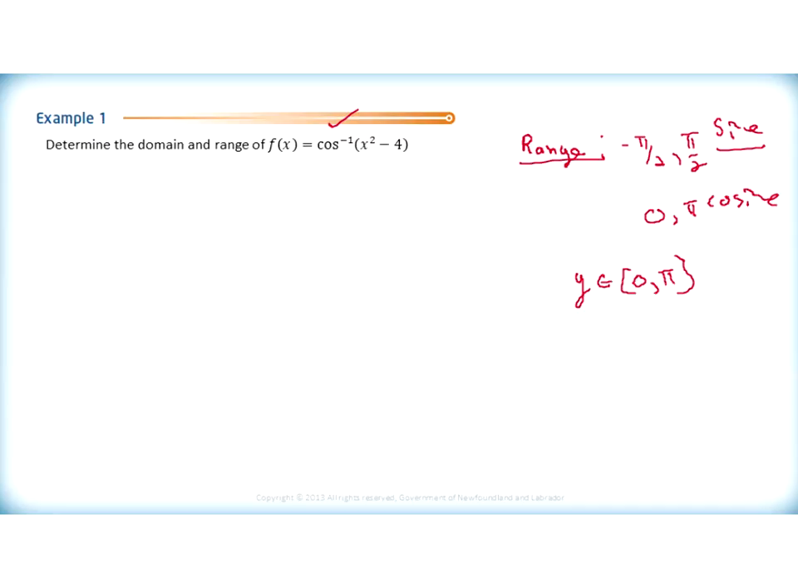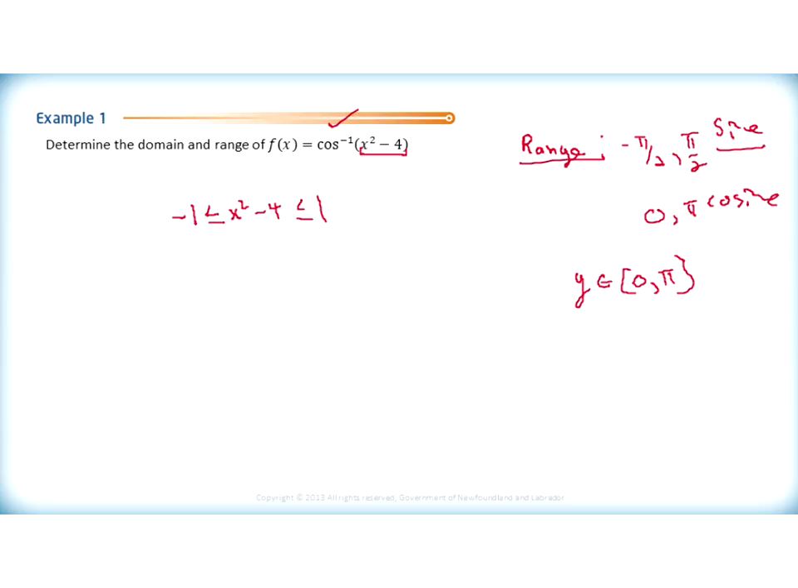But the domain is a bit trickier. Remember now, our domain is restricted to be between negative 1 and positive 1 if our variable inside here is simply x or theta or whatever we want to call it. In this case, I've got this x squared minus 4. So how do we deal with that? Well, we're going to say that our domain here is still restricted: negative 1 is less than or equal to, and positive 1 is greater than or equal to, whatever our argument is, and our argument is now x squared minus 4.